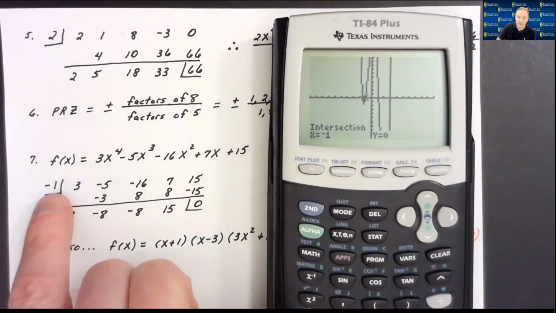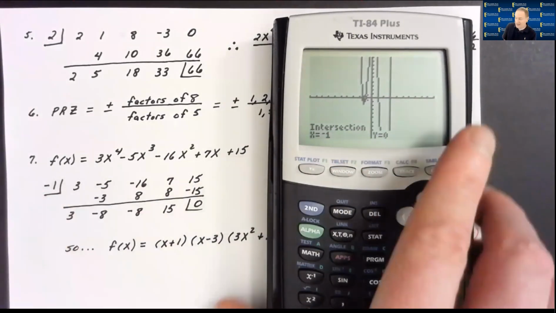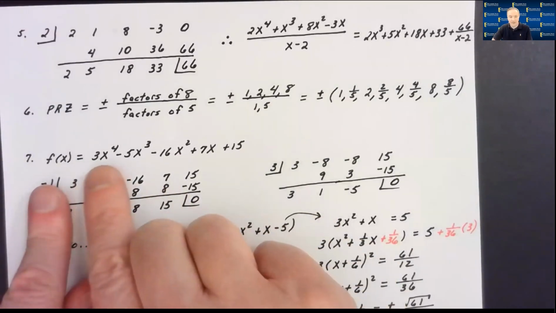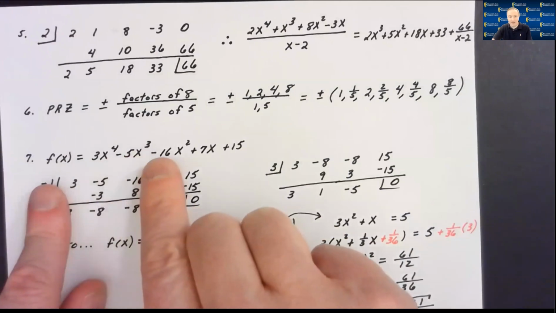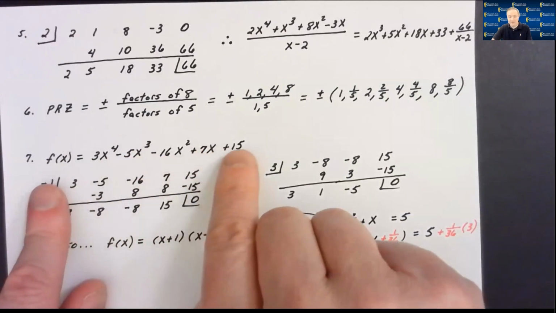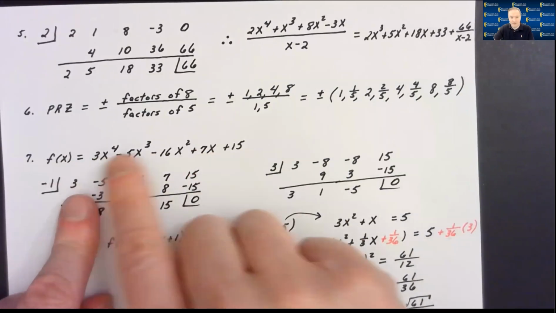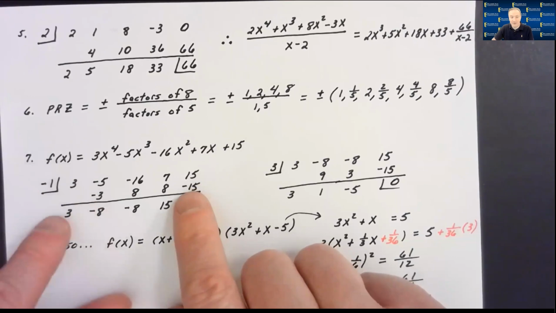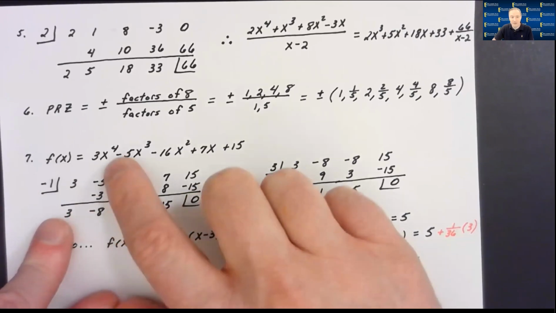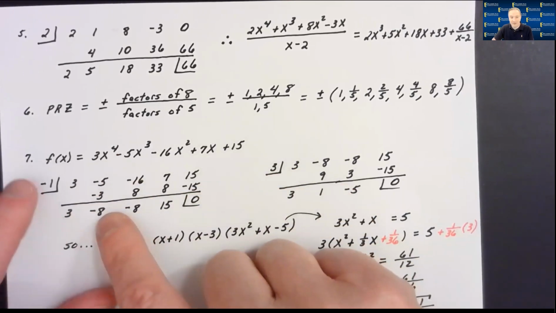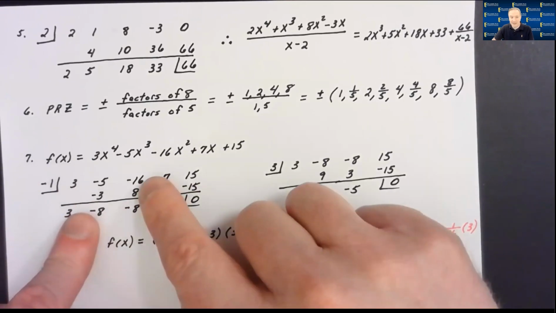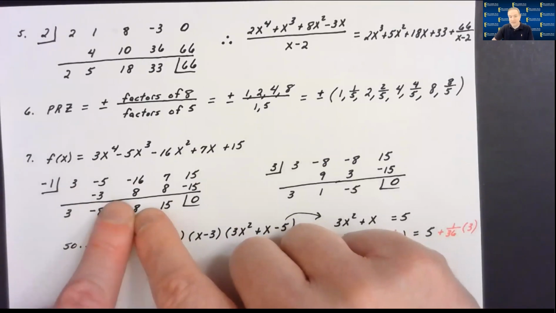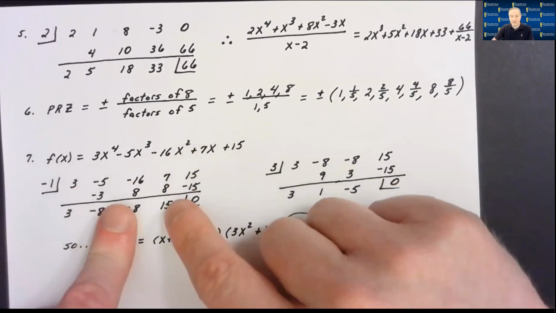Then show what happens to your function by dividing that -1 into it. So I take the -1, divide it into this synthetically, 3, -5, -16, 7, and 15. I didn't have to put any zeros because every single value is accounted for. I brought down the 3. -1 times 3 is -3. Sum of the next column is -8. -1 times -8 is 8. Sum of the next column is -8. -1 times -8 is 8. 7 plus 8 is 15.